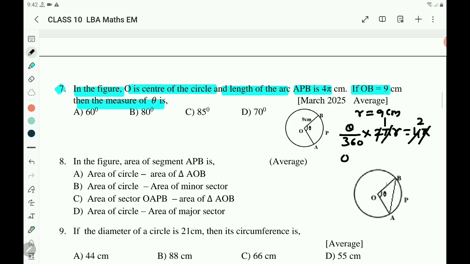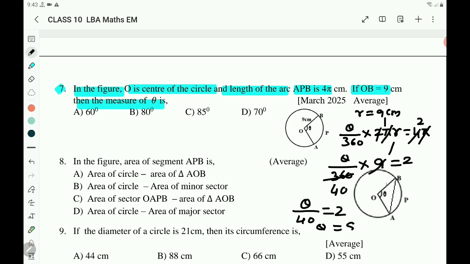Then theta by 360 into r, r is here 9, equals 2. Then 9 ones are 9, 4 nines are 36, 40. So I got theta by 40 is equal to 2. So what about theta? Theta is equal to 80 degrees. So what is the answer? Option B is the answer.